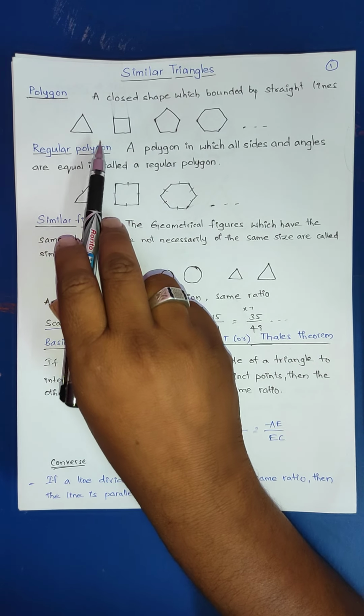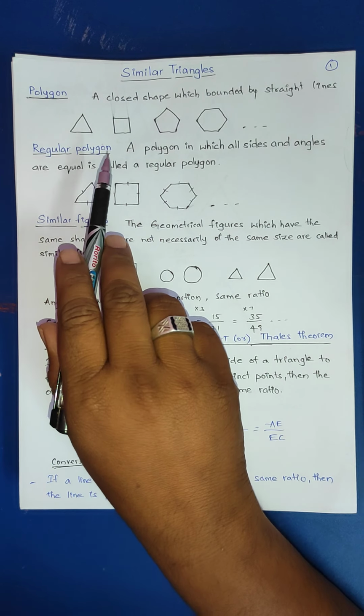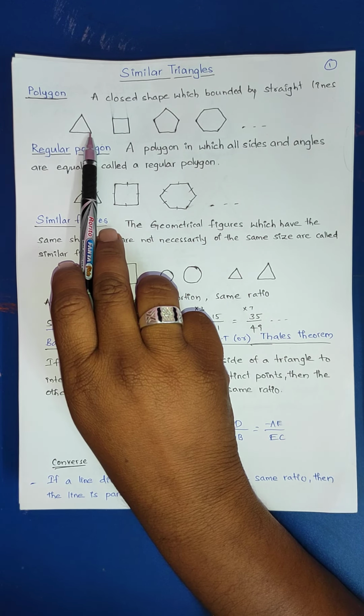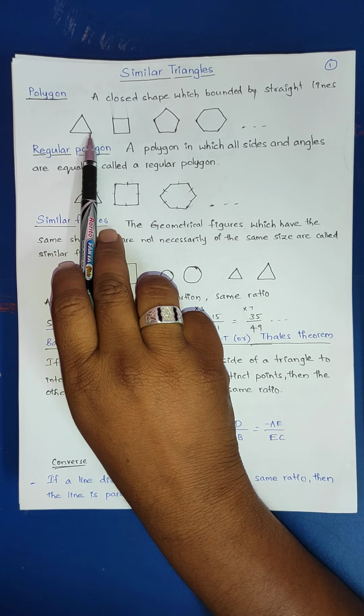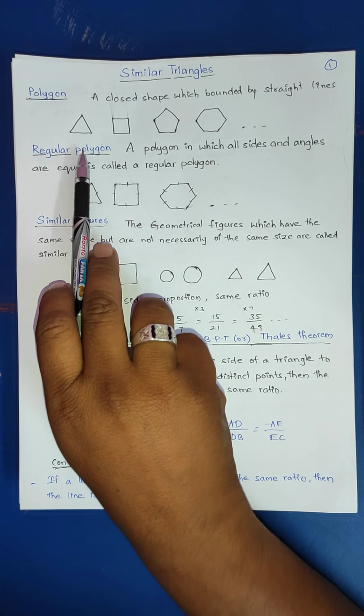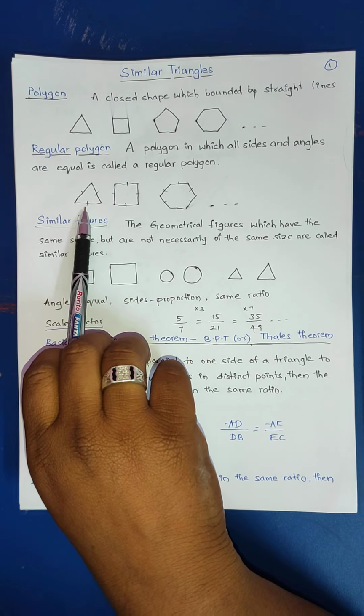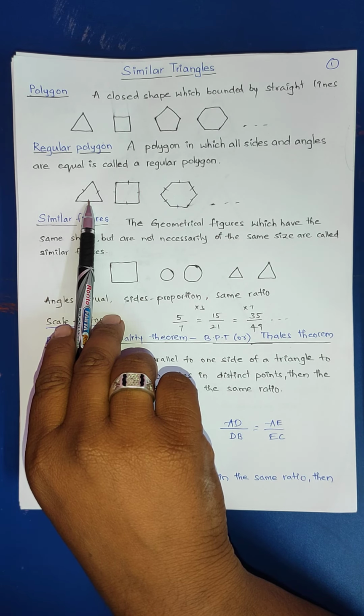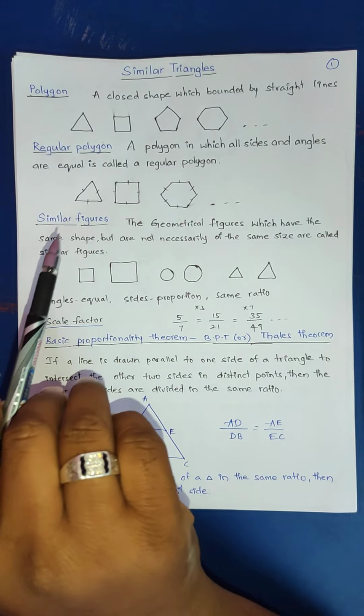Difference between polygon and regular polygon: in a polygon all sides are straight lines and it is a closed figure, not open. In a regular polygon all sides are equal and all angles are equal, but for a polygon the only condition is that it is a closed figure. Here, closed figure, all sides equal and all angles equal.